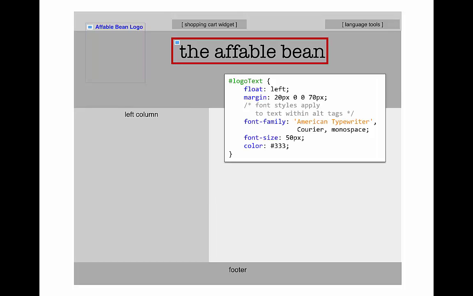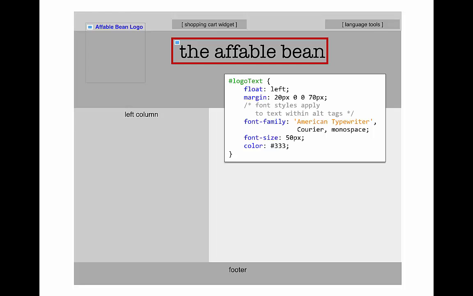The logo text style floats the area to the left, just like the logo selector. When a margin property has 4 values, the first one is the top and then it goes clockwise from there. The second is on the right, the third is on the bottom, and the fourth is on the left. Therefore, the area is 20 pixels down from the widget bar and 70 pixels over from the logo.